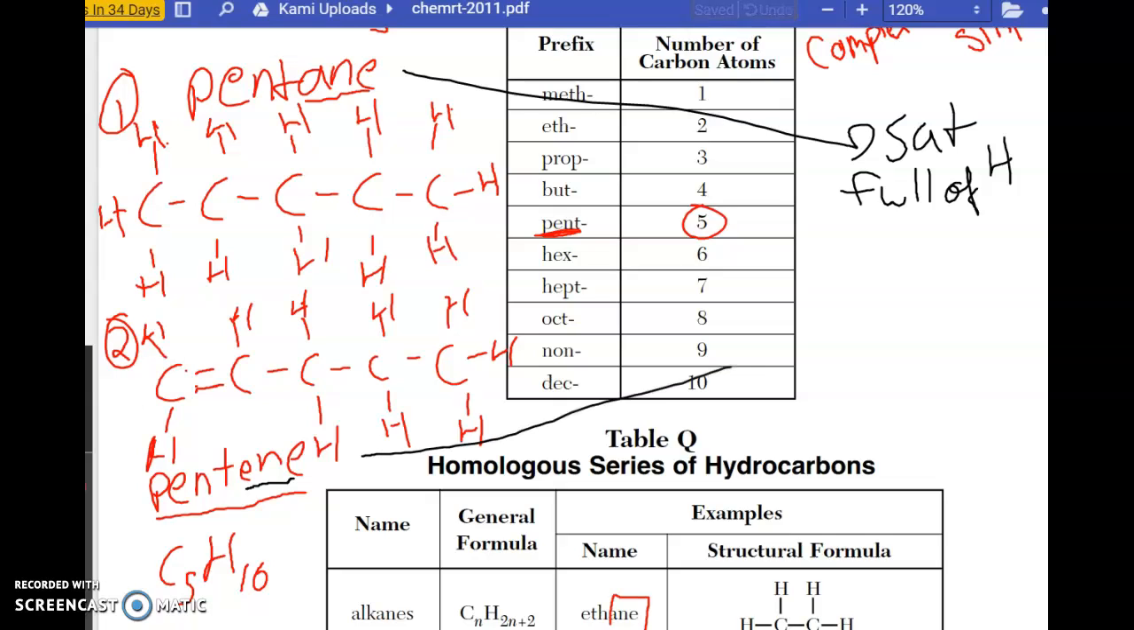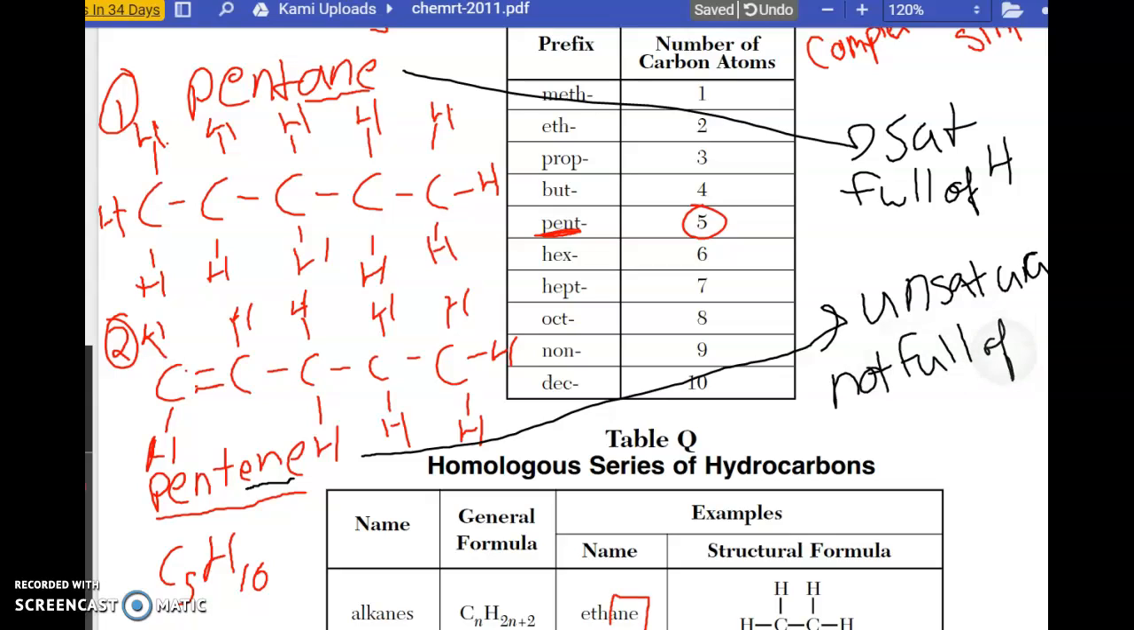It's just kind of like a sponge. If a sponge is saturated, it's full of water, and if it's unsaturated, you can have more water in your sponge. So the double bond and triple bond hydrocarbons are considered to be unsaturated. Sorry, my screen is cutting off there. Unsaturated because it's not full of hydrogen.